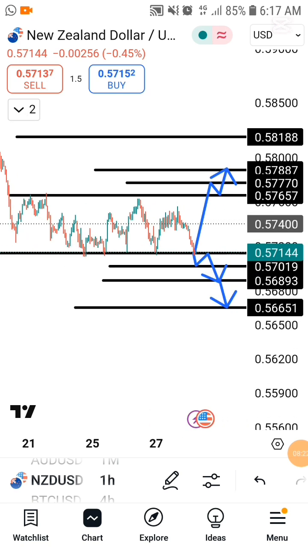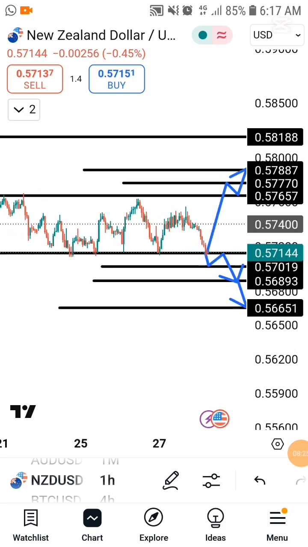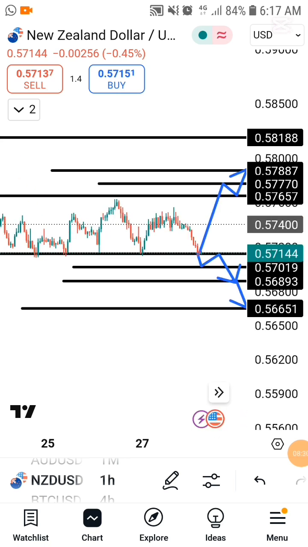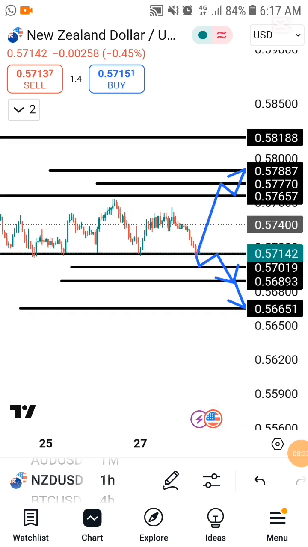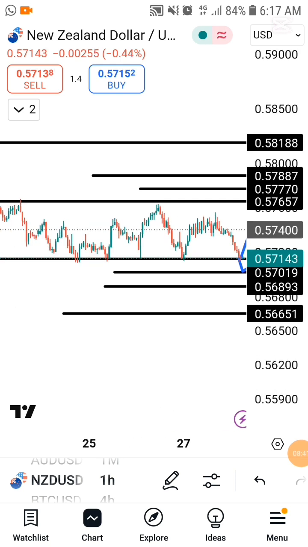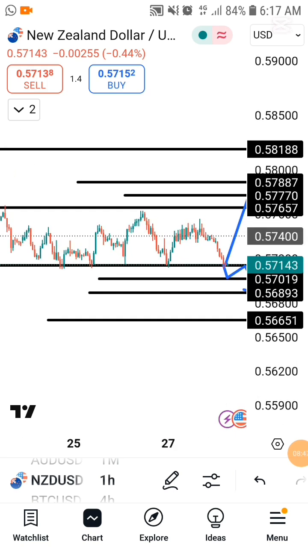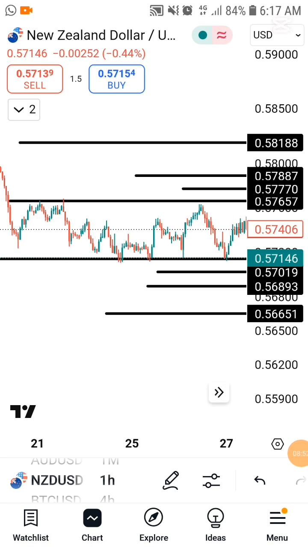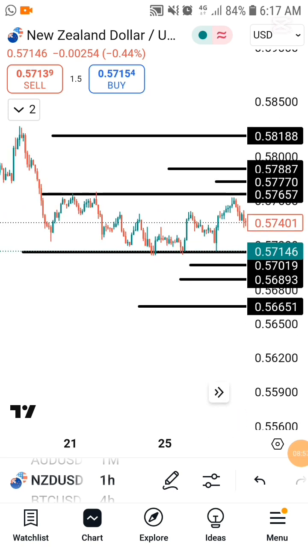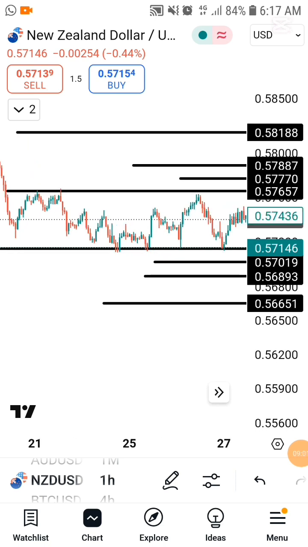This is a live analysis on NZD/USD. This NZD/USD has been in consolidation for almost 2 weeks now, with no specific direction. So we'll still wait for whichever direction it will break on. This is 1 hour. I'm actually using 1 hour to analyze this market. But if you go to daily, it is telling us that the market is bullish. I'm using 1 hour for the sake of this consolidation, to explain it for those who don't know how to trade consolidation.